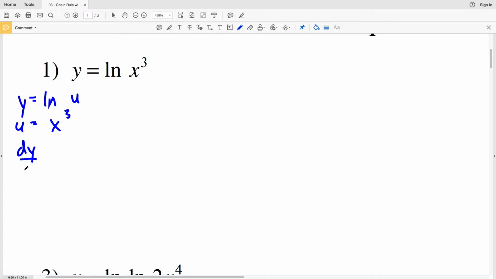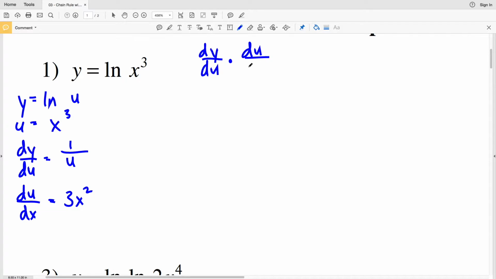The derivative of y with respect to u is going to be 1 over u, the derivative of ln of u. And the derivative of u with respect to x is going to be 3x squared. When I multiply the derivative of y with respect to u by the derivative of u with respect to x, I get the derivative of y with respect to x, which is what I want. Remember u is x cubed, so we'll have 1 over x cubed times 3x squared.